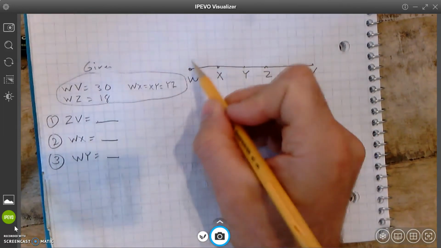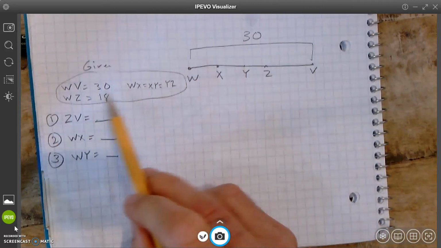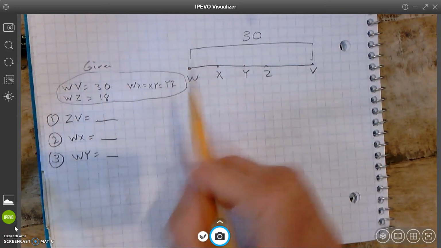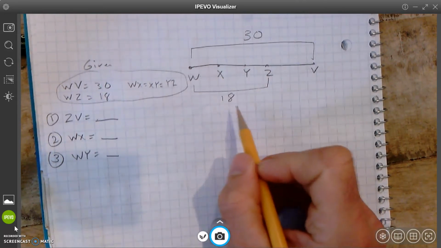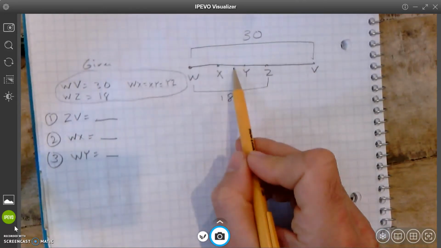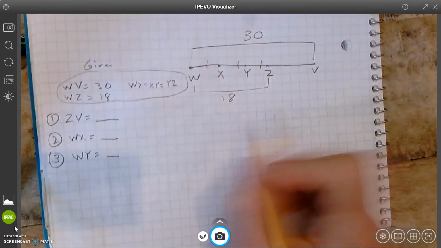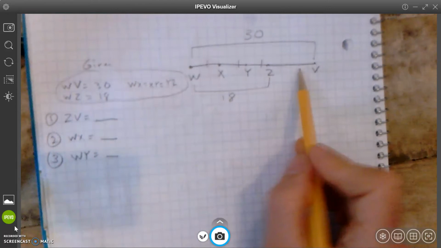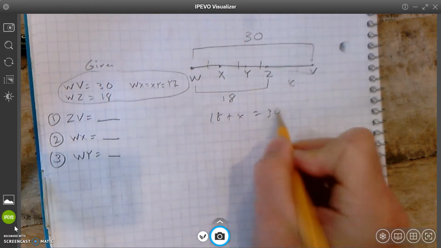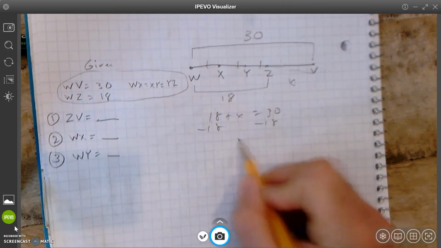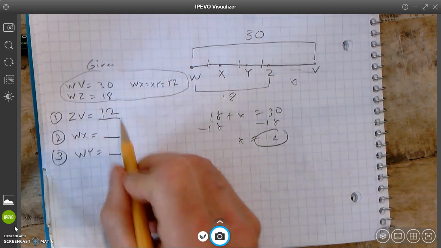All right, now WV is 30. Now WZ is 18. Hopefully you got this. You have to label your picture like that. Now WX, XY, and YZ are all congruent. All right, what is ZV? ZV is X, so I'm going to write 18 plus X equals 30. X equals 12. So hopefully for ZV, the distance, you got 12.